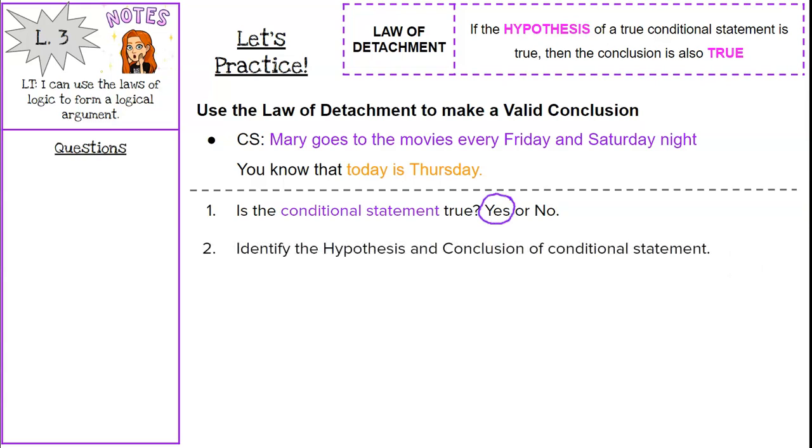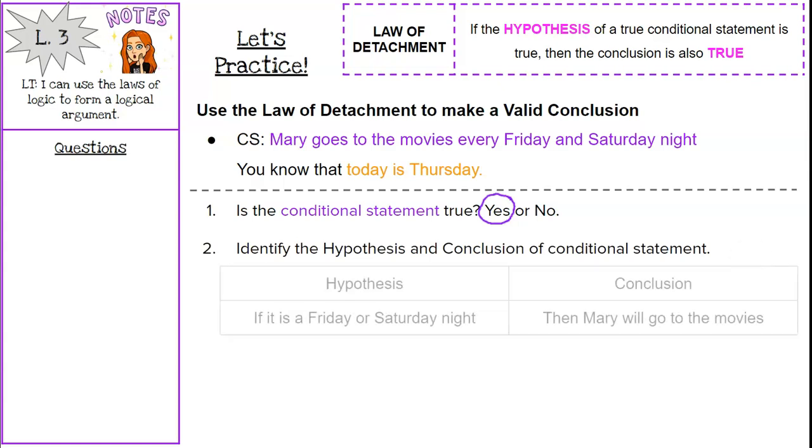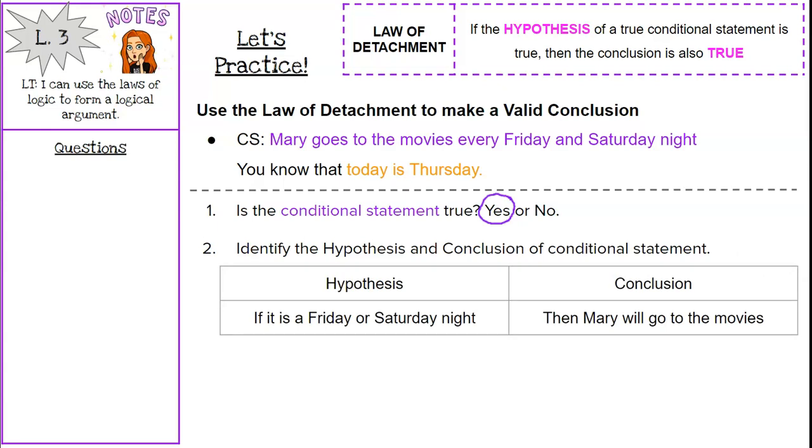Identify the hypothesis and conclusion of the conditional statement. If we rewrite that statement as an if-then statement, it would look like: if it is a Friday or Saturday night, so that's going to be our hypothesis, then Mary will go to the movies. That will be our conclusion. Then that last step is, what is a valid conclusion?